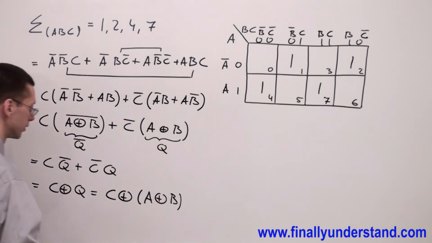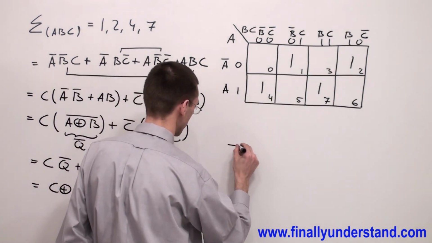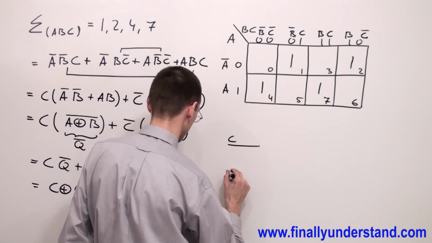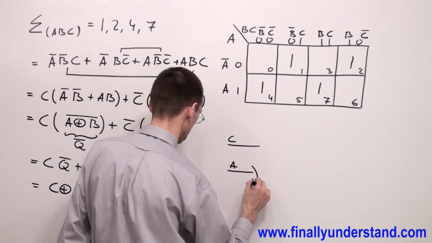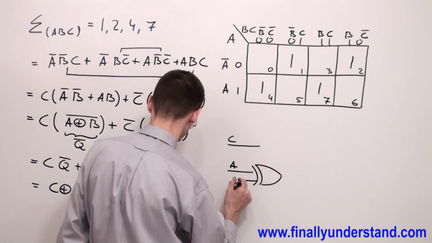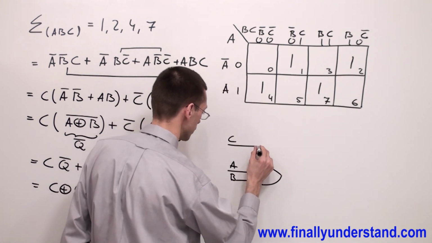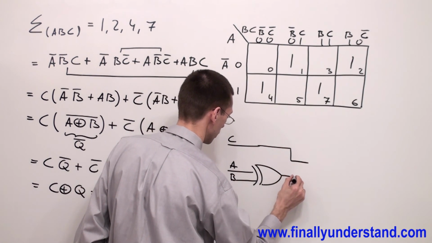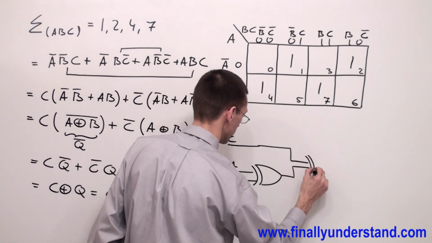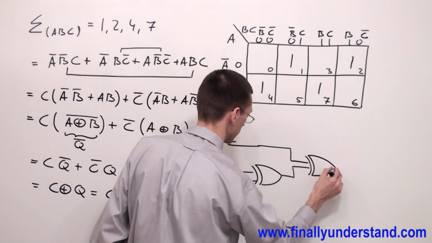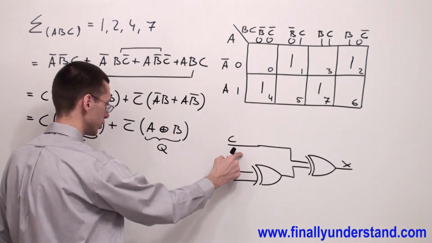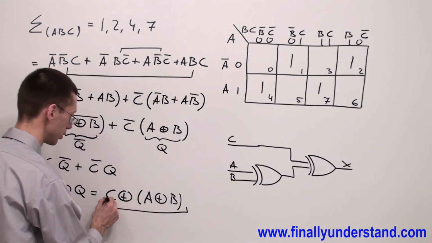Let's implement this. This is my C, and I have A exclusive OR with B, and C is exclusive OR with this exclusive OR. This is my output. So these are the solutions to my problem.